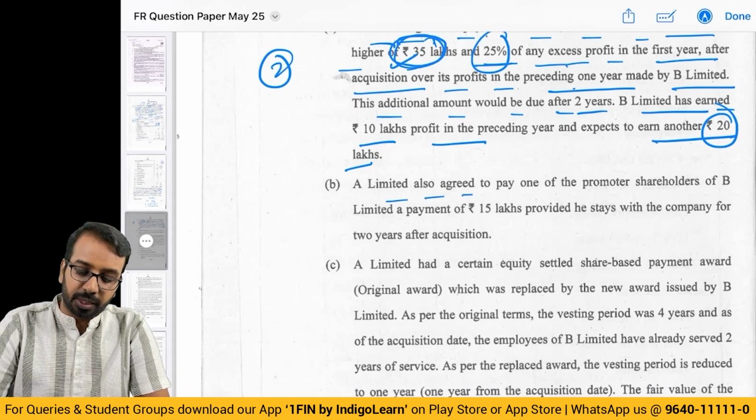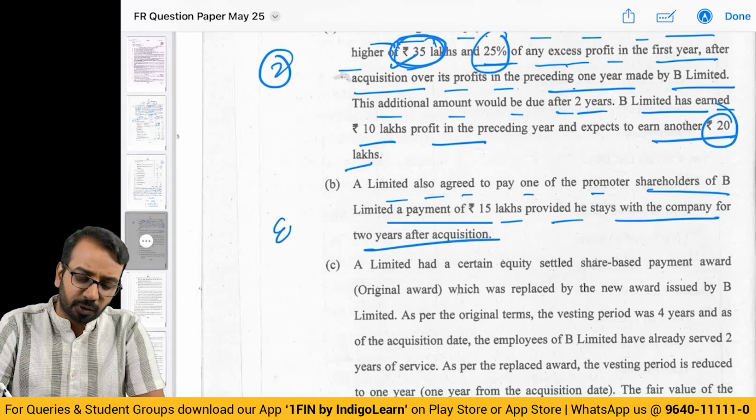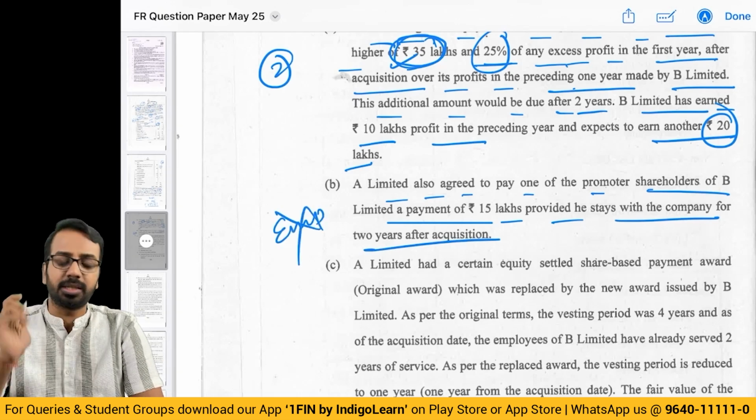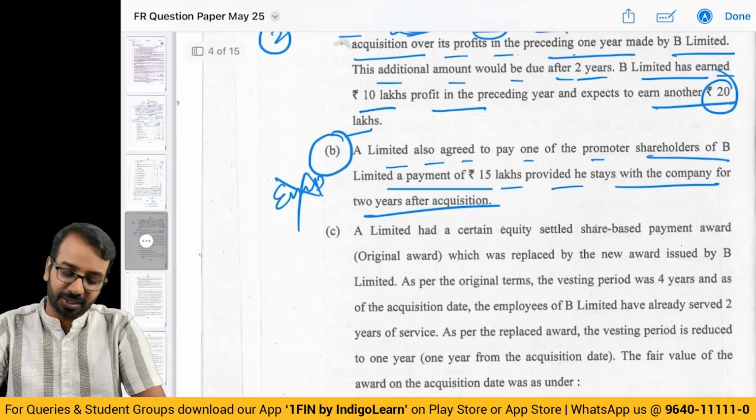A Limited also agreed to pay one of the promoter shareholders a payment of 15 lakhs provided he stays with the company for 2 years. Now this we have discussed multiple times. If it is for employment, you will not consider it as purchase consideration, but please write a note for this in the examination.